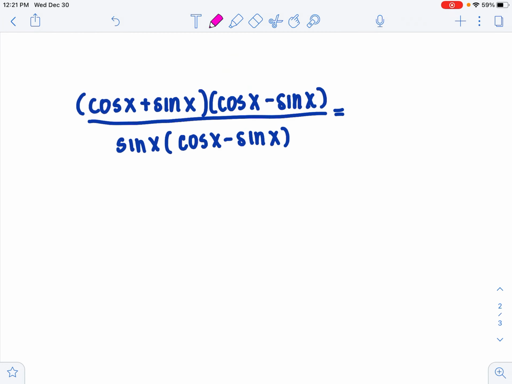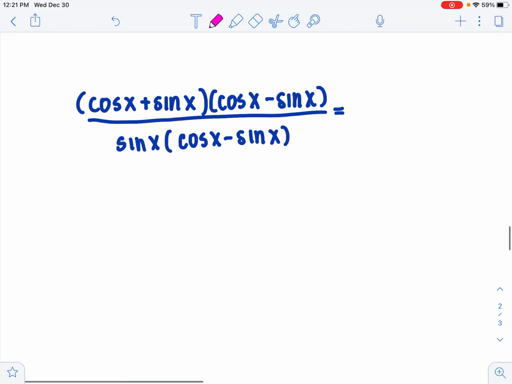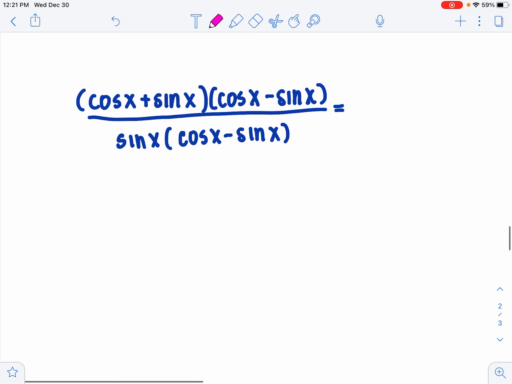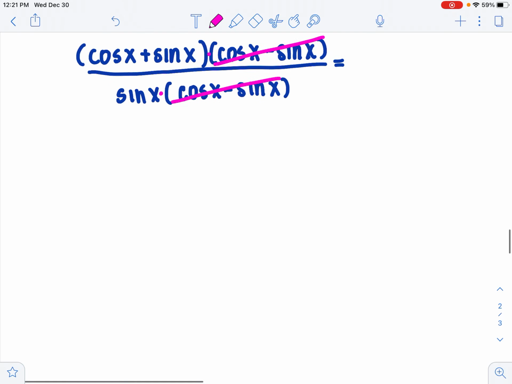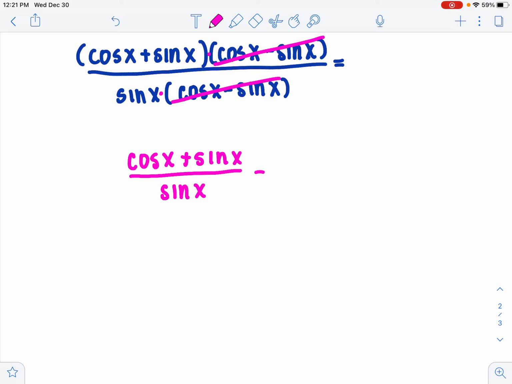Okay, so now I'm going to look at this and see what I can do next. If you look, I do have a common factor from numerator to denominator. Remember, factors are separated by multiplication. There's multiplication here and multiplication here. So these two cancel. Now I'm going to write down what I have. I have cosine of x plus sine of x divided by sine of x.